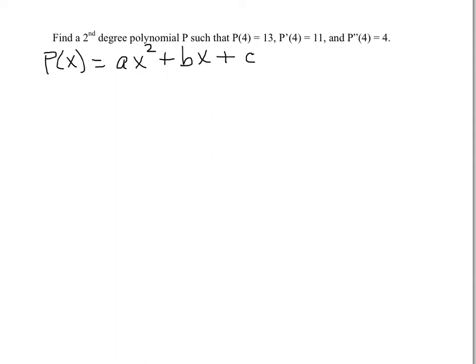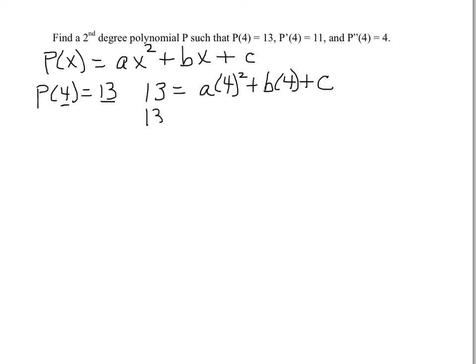And if that's true, then if p of 4 equals 13, our x value is 4, and our p of x value is 13. Let's plug that in. So we have 13 equals, let's put the 4 in for the x in all the places where we have an x. And we'll simplify that to see we have 16a plus 4b plus c. And that's as far as we can go with that for right now. So we'll hold that off for right now.